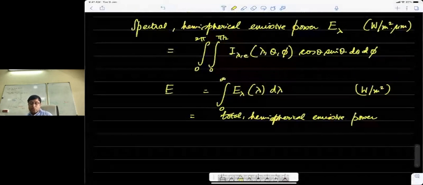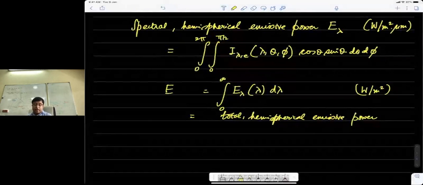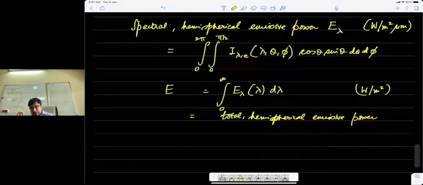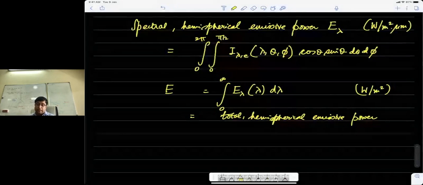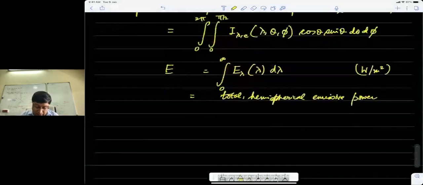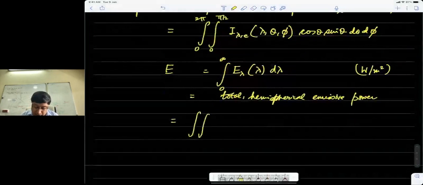So when we say spectral, we're dealing with radiation quantities which are still wavelength dependent. And when you talk about total, we are saying quantities which have been averaged over all directions, or rather have contribution from all wavelengths, not just one wavelength. So this we can also write in terms of triple integrals.